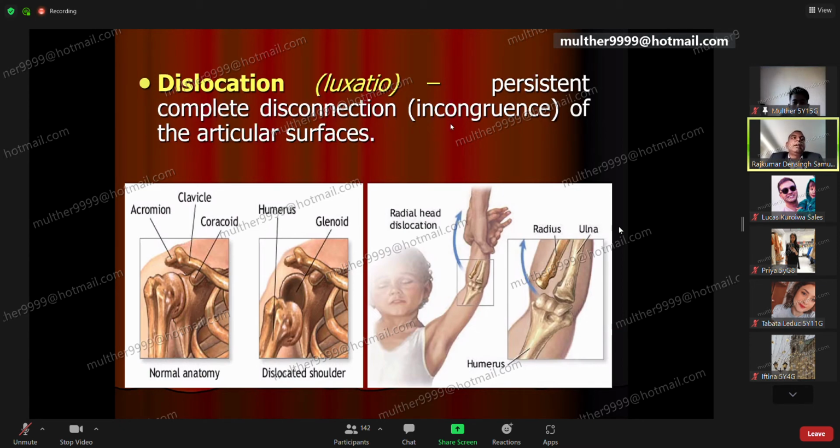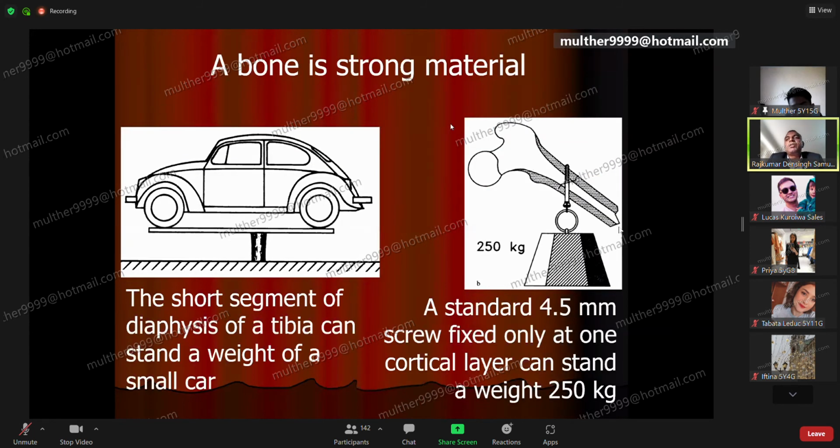Next, fracture. When we talk about bone, bone is a very strong material. Here we can see, if you put a bone vertically, especially the diaphyseal part of the bone, vertically, what we can see.